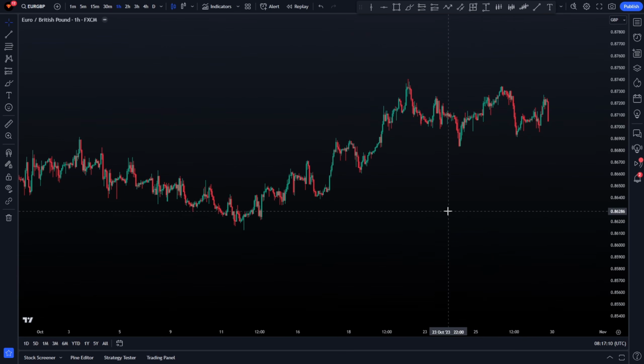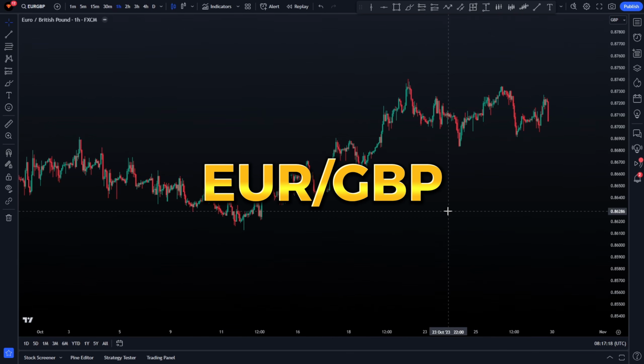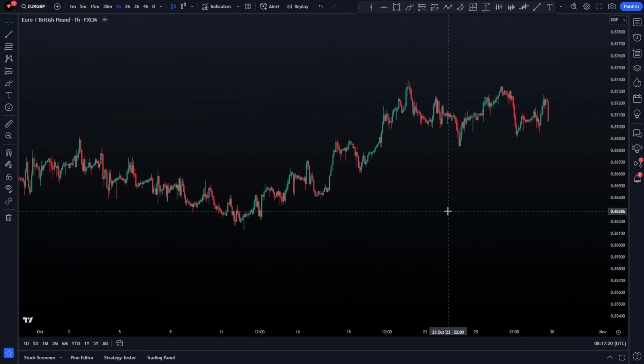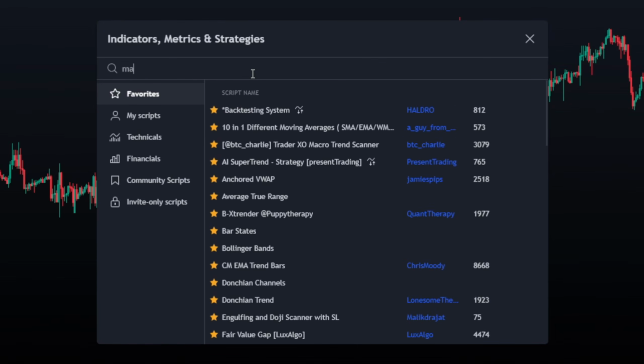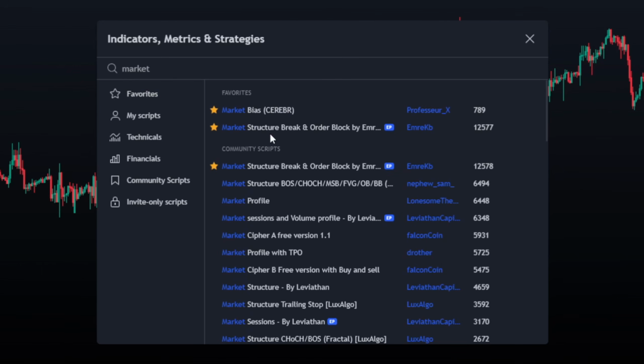Now let's look at the second order block indicator, so you can choose the one that fits your trading strategy. In this example, we're looking at the price chart of the EUR-GBP currency pair. To add this second indicator, go back to the Indicators tab and search for Market Structure Break-in Order by MBB. Click on it to add it to your chart. Next, let's quickly review its settings.